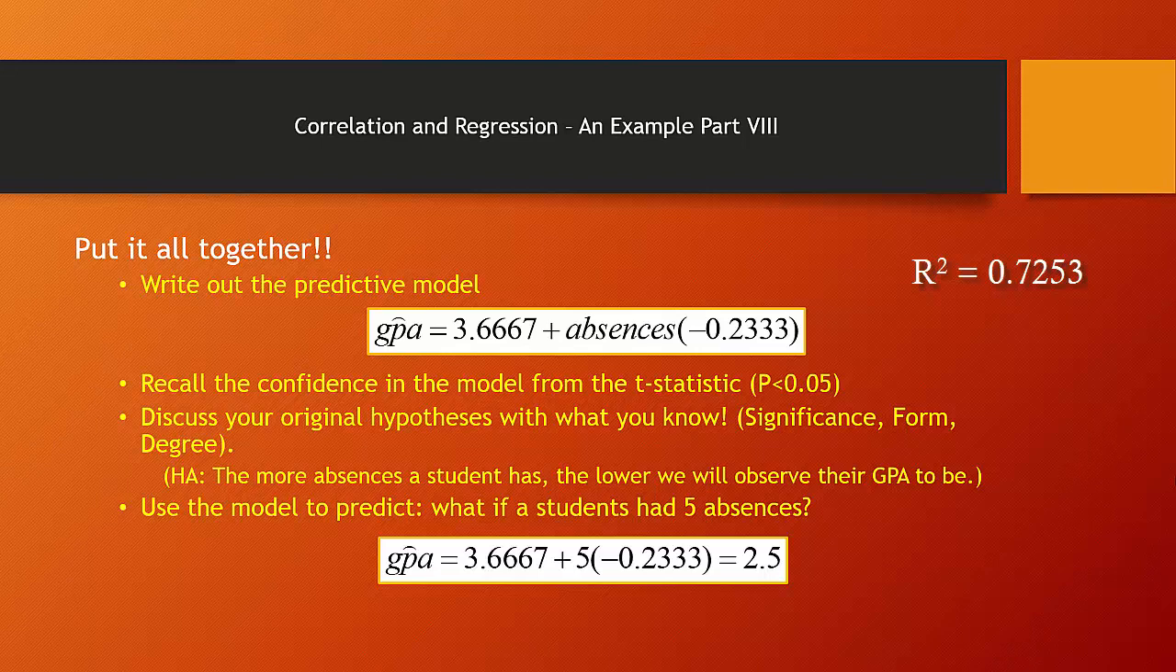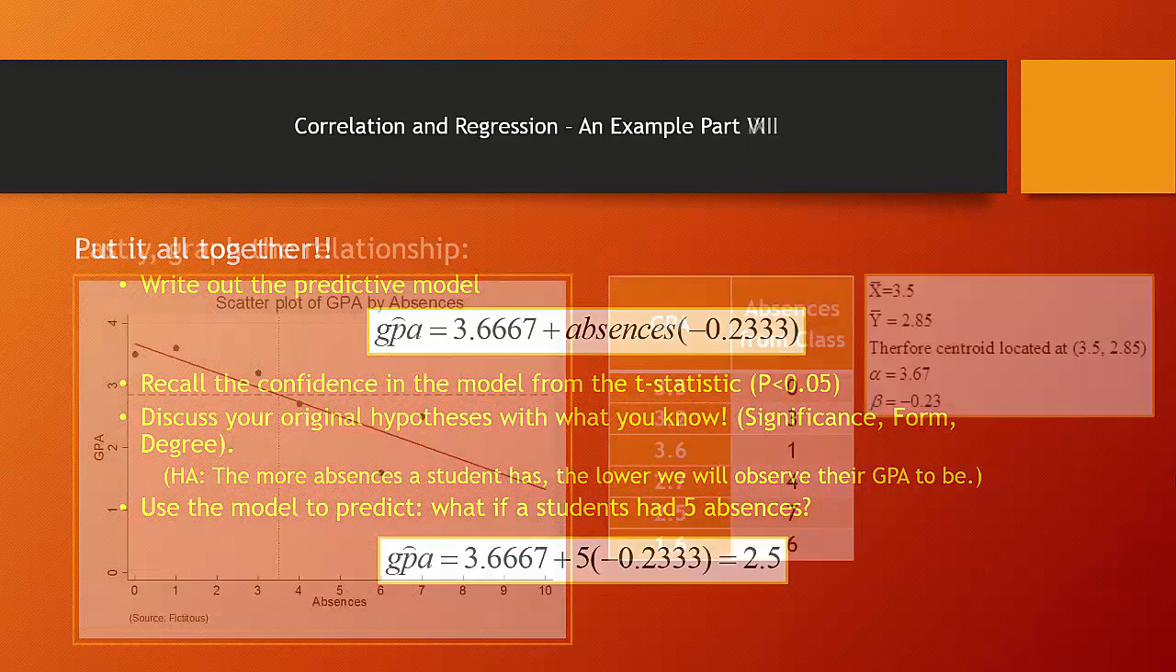So let's say hypothetically, we randomly observed a student who had 5 absences. We can put the 5 in the equation for the variable absences and solve it. So we have 3.66 plus 5 times negative 0.233, and we would predict now that that particular student would have a grade point average of 2.5. That's the real power of this type of modeling, is now we can do some predictive things. So we can make a guess about an unobserved observation given our model.